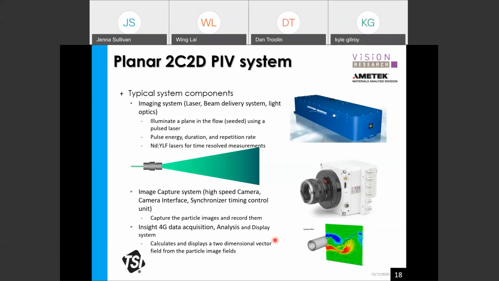So this is a very typical system arrangement for 2C, 2D. Just keep in mind that when we go into stereoscopic or volumetric systems, many of the same components are used. We will use similar lasers and similar laser optics. The additional thing is the additional cameras that we need to add to the system to get to the stereo and volumetric PIV systems.